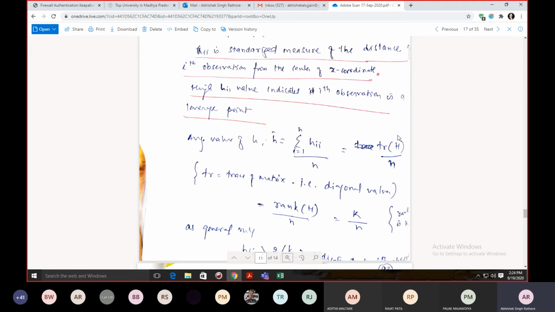You have studied linear algebra. What do you mean by this trace of h? The formula is right in front of you, yet you can't say.